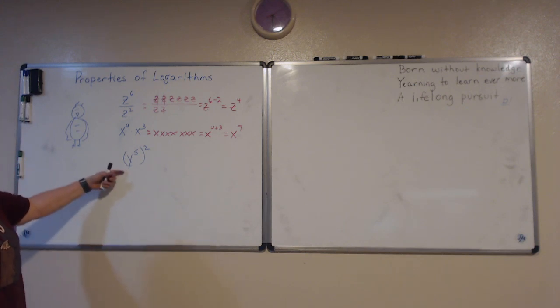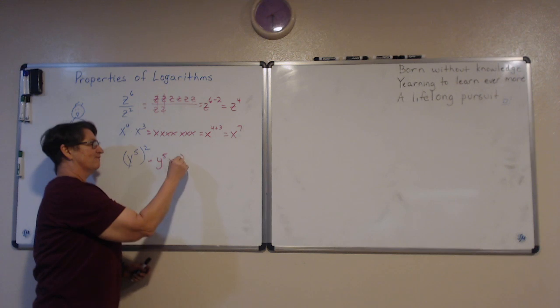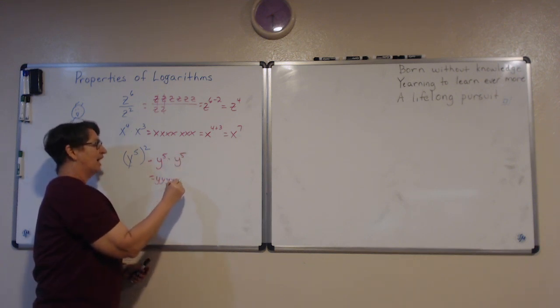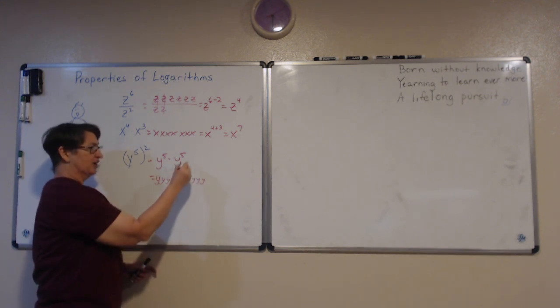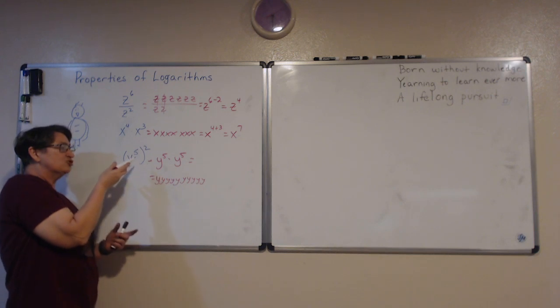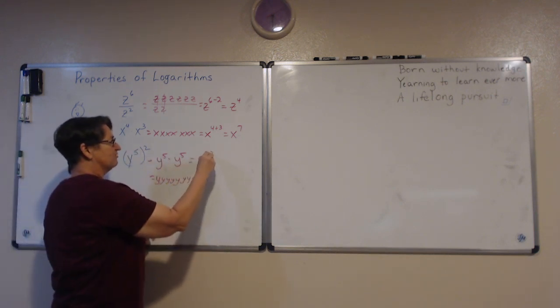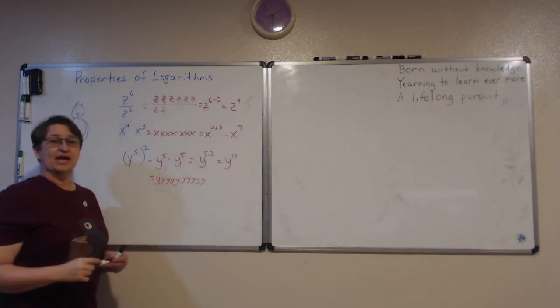And then good on this last one, remember this is just y to the 5th times y to the 5th. That's 10 of them. Really what we're doing is 2 groups of 5. So we could just multiply. 5 times 2 equals 10.